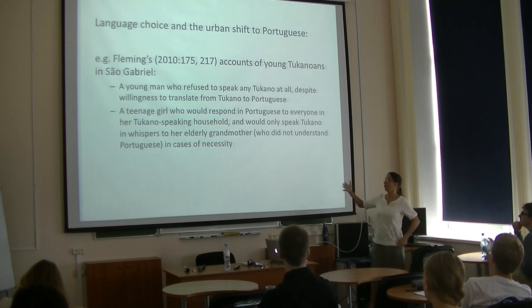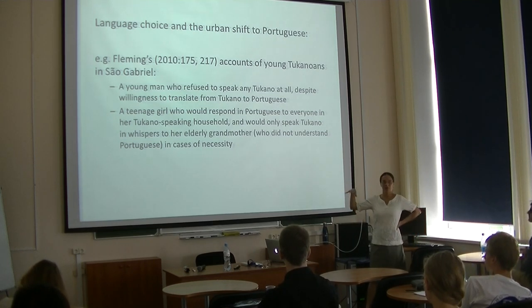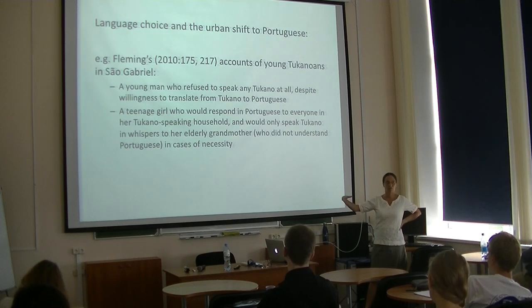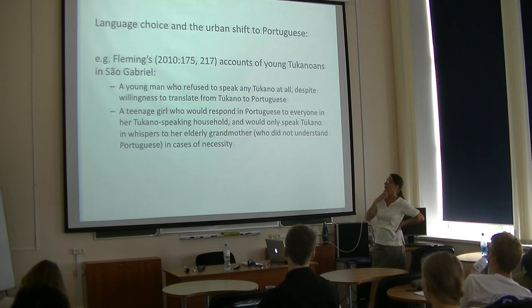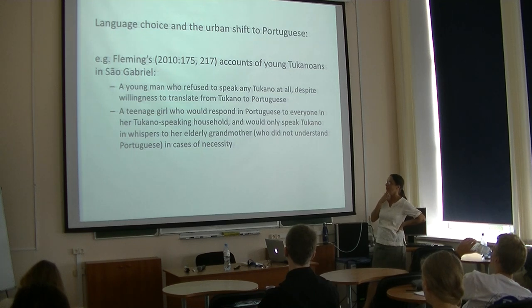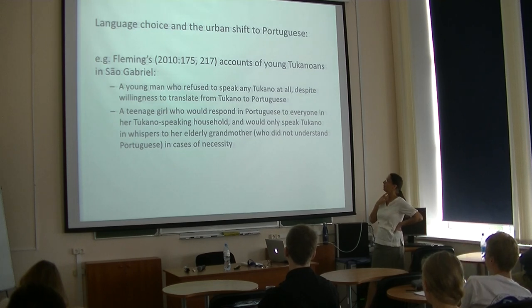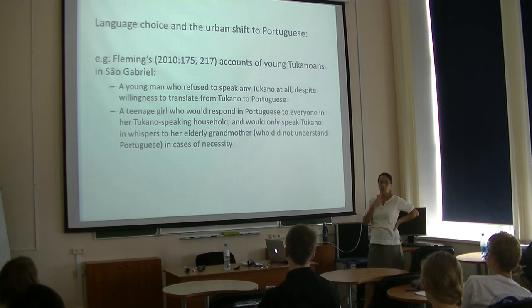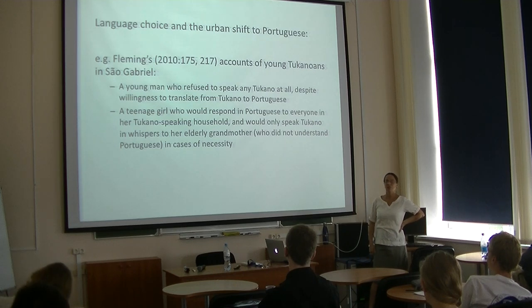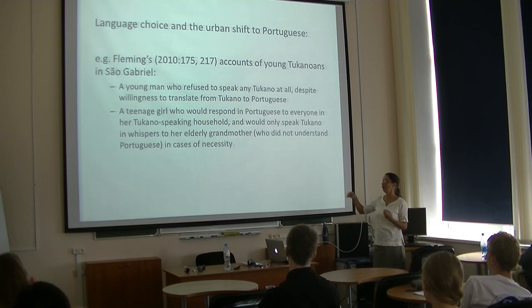There are interesting parallels between that and the behavior of Tucanoan people in the city, who are now switching to Portuguese. So in some of the cases that are related in work by Fleming and Shulist, there are various accounts of people who will speak Portuguese but refuse to speak Tucano, much like the Hup speakers who refuse to speak Hup while in the Tucanoan community. So there are some interesting distinctions between local language use and colonially mediated language use, but there are also some interesting points of continuity, I would say.